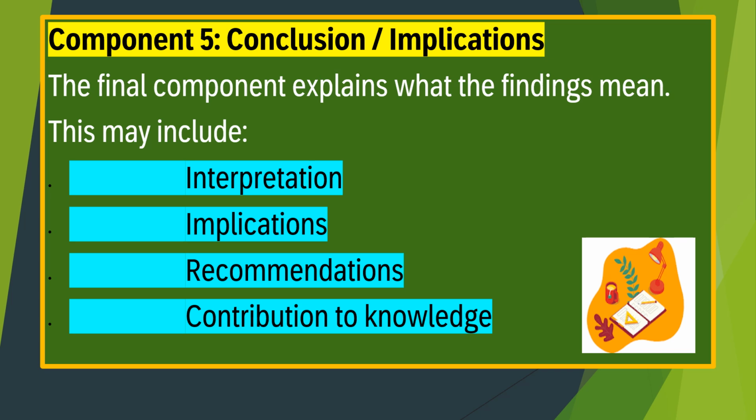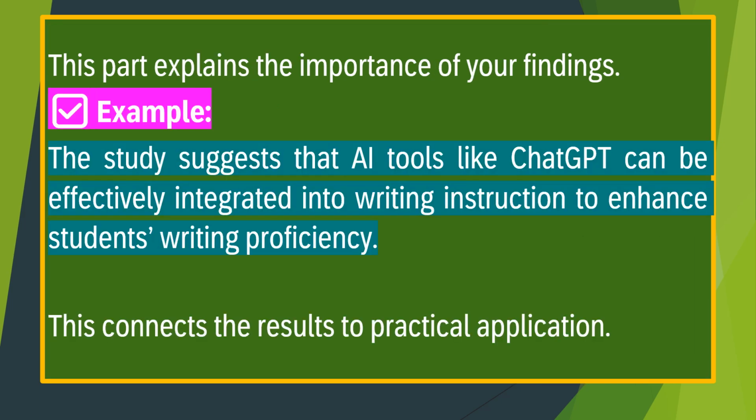This may include interpretation, implications, recommendations, contribution to knowledge. This part explains the importance of your findings. Example. The study suggests that AI tools like ChatGPT can be effectively integrated into writing instruction to enhance students' writing proficiency. This connects the results to practical application.